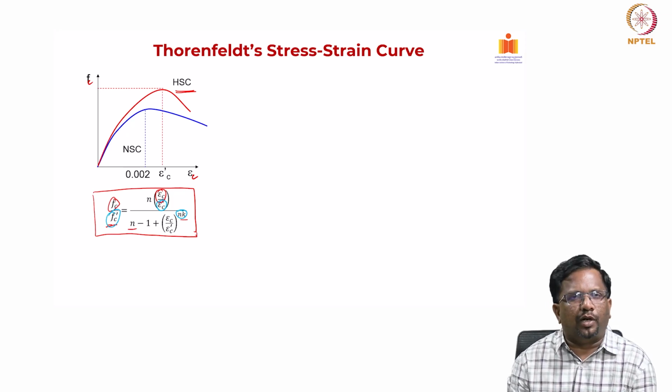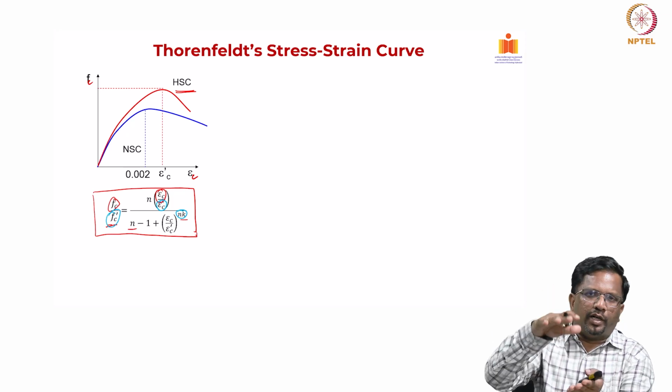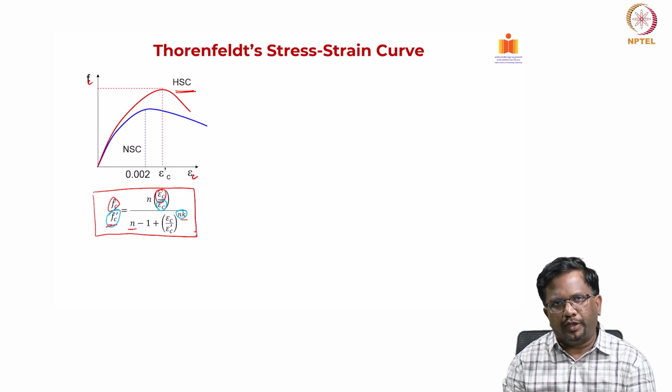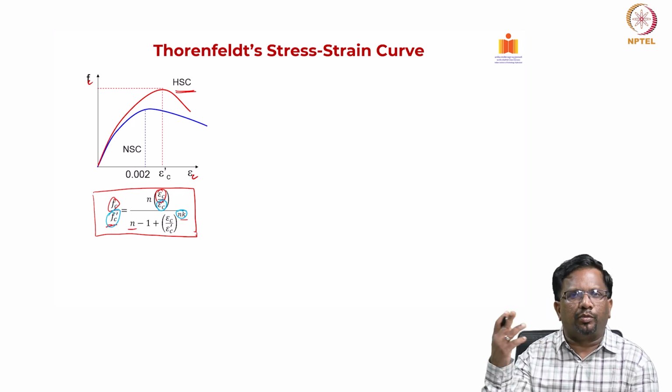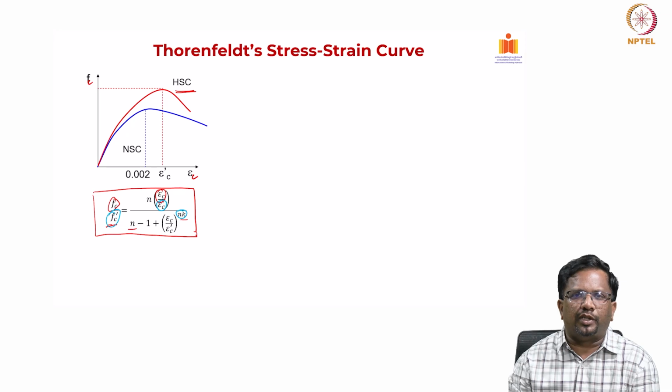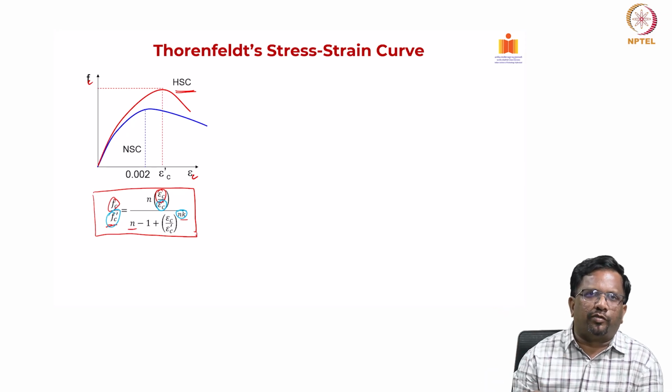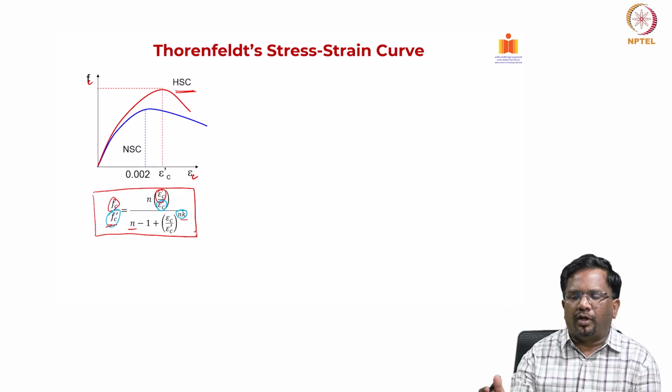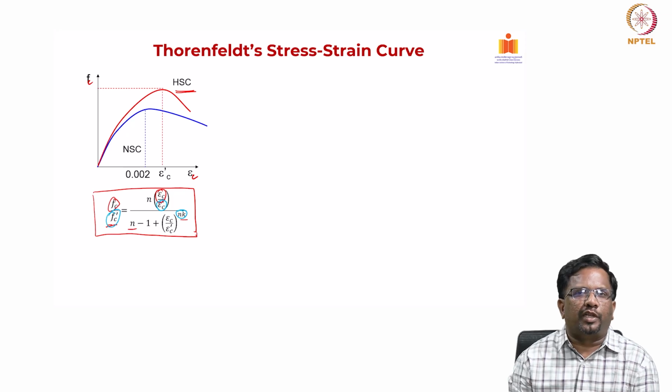And now let us see how to define this. For f prime c, I test a cylinder and then get the value, right. So, that is given to you depending upon my target compressive strength, what I design. I test some cylinders, I get my f prime c, right. But then other parameters like epsilon prime c, n and k have to be defined.